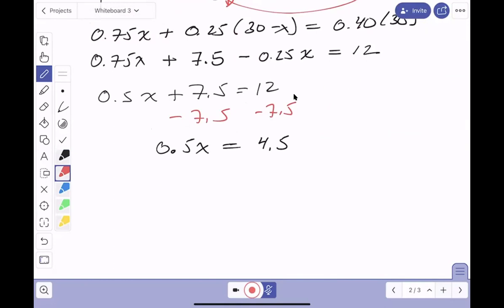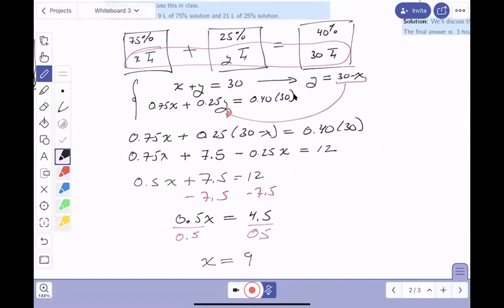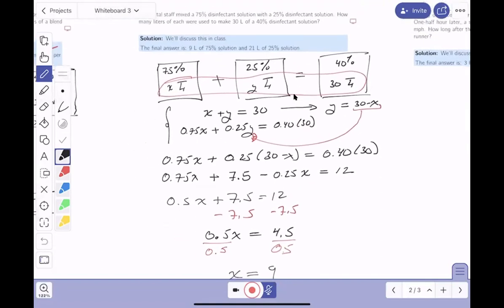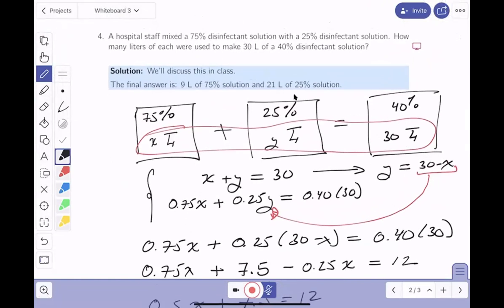And I'm going to divide both sides by 0.5. And what do you get? X equals, well, that goes in 9 times, doesn't it? So I think I know what X is, but I can't remember the story. I can always reread it, but I think X is 9. Now 9 what? Well, I got it written down over here. It's 9 liters. So I'm going to say this is 9 liters of the 75%. We'll look at the key later. The other one would have to be 21 liters.